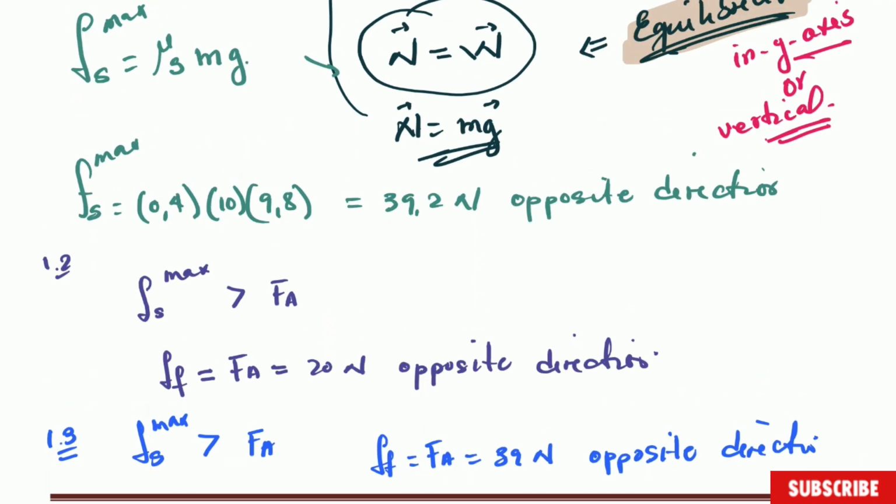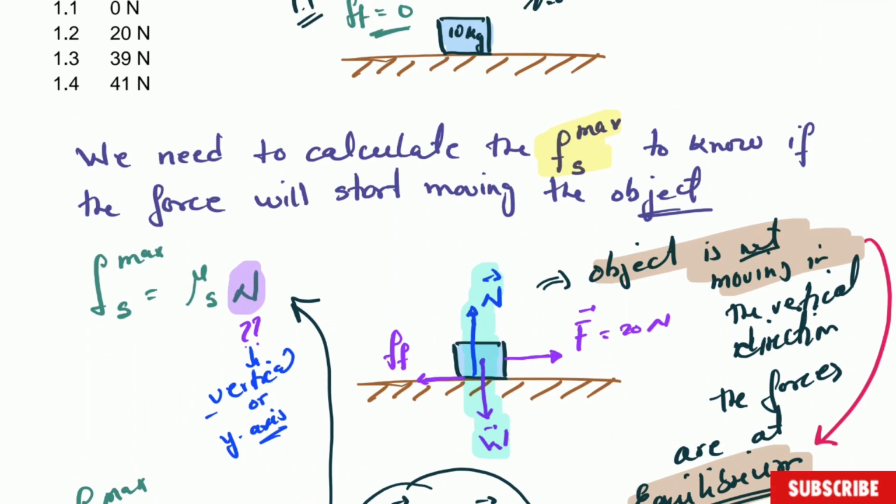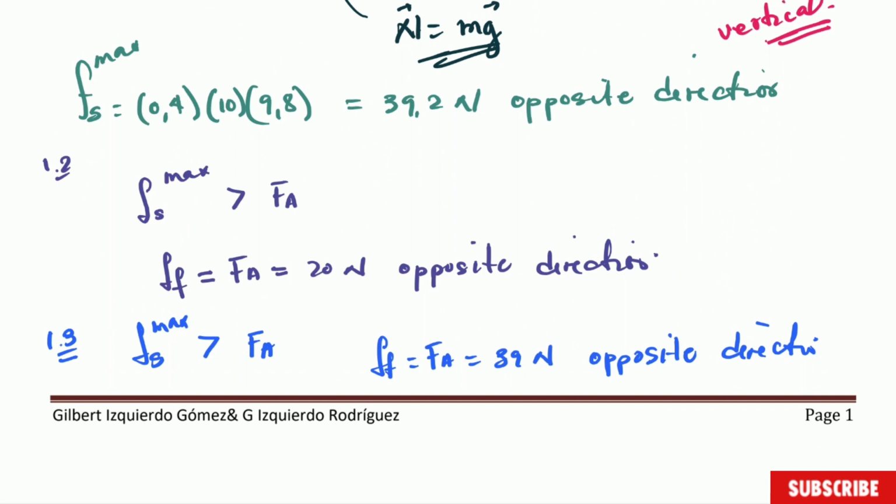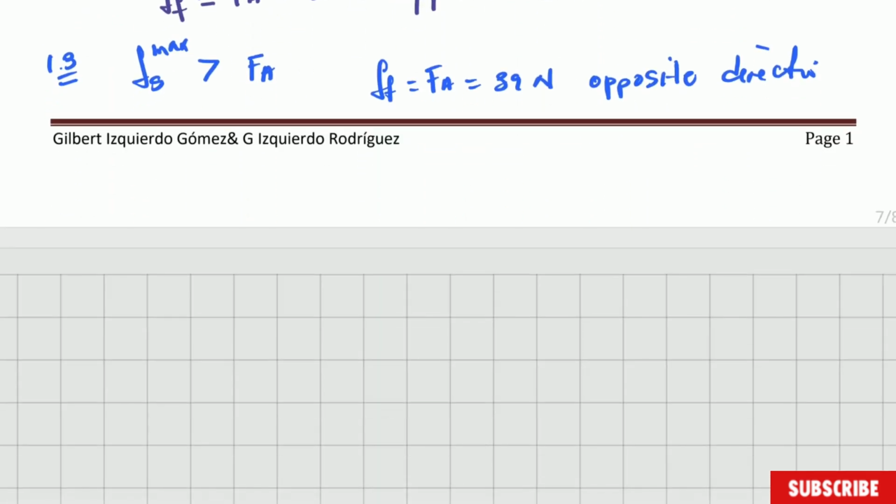And now, the final one. What happens if you apply a force of 41? Well, 41 is greater than the maximum static frictional force. It means the object will move. And then you have to calculate the kinetic frictional force. So we come in here, 1.4. Now we have to calculate the kinetic frictional force. Why? Because the object is moving.